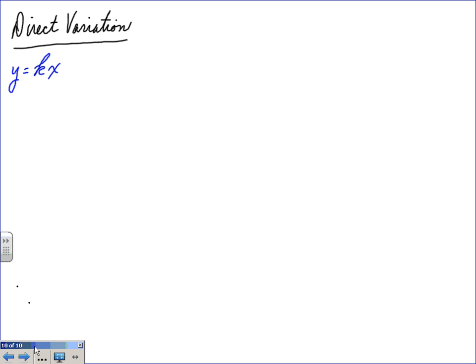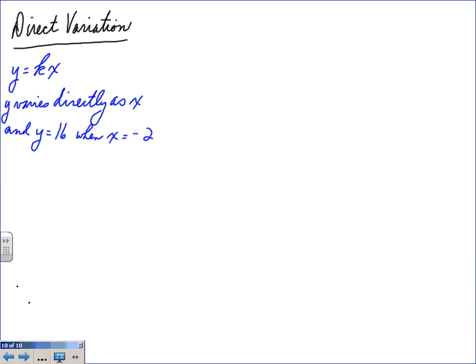Okay? So take a problem where it says y varies directly as x, and y is, oh, I don't know, 16 when x equals -2. Let's find the constant of variation, and let's find the equation of variation.